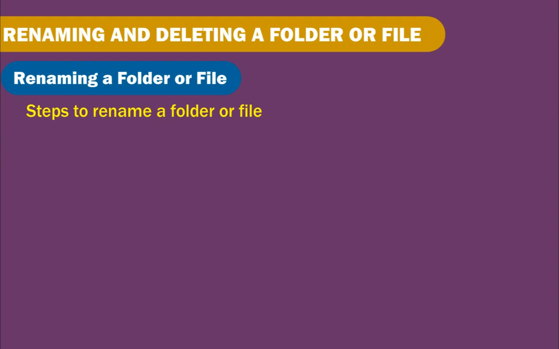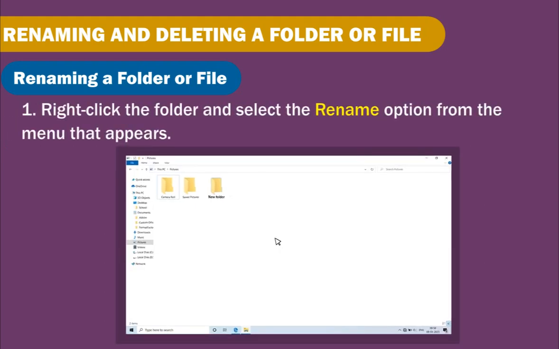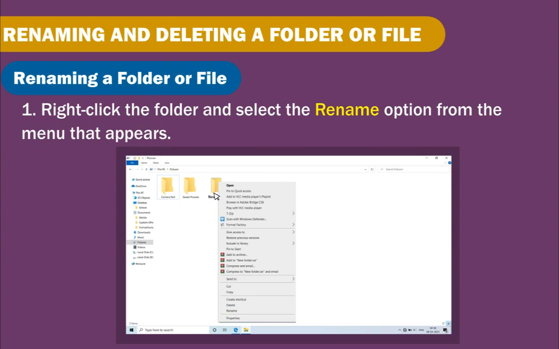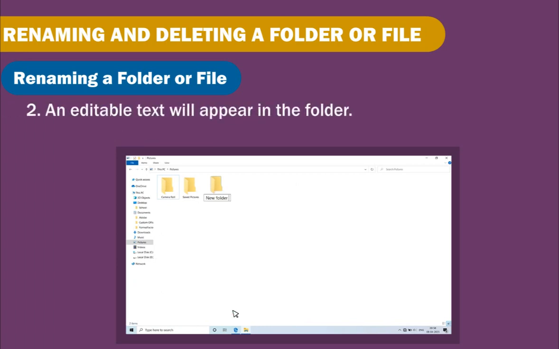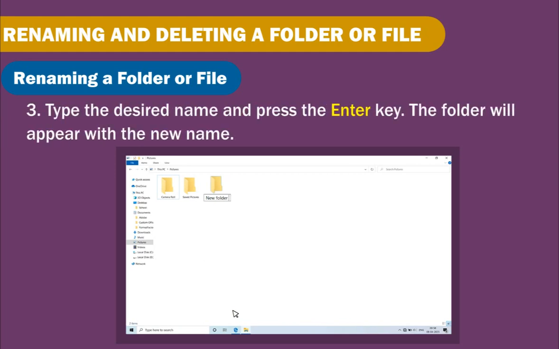Steps to rename a folder or file. 1. Right-click the folder and select the Rename option from the menu that appears. 2. An editable text will appear in the folder. 3. Type the desired name and press the Enter key. The folder will appear with the new name.